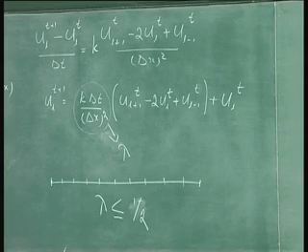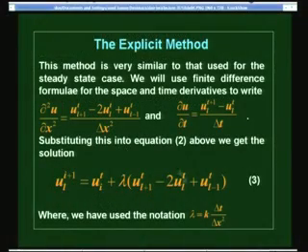So that's what's summarized here. We have the spatial derivative written as a discrete equation, and the time derivative written again using the forward difference equation. We substitute that into the heat equation and obtain a simple equation of this form, where lambda is given by k times delta t by delta x squared.